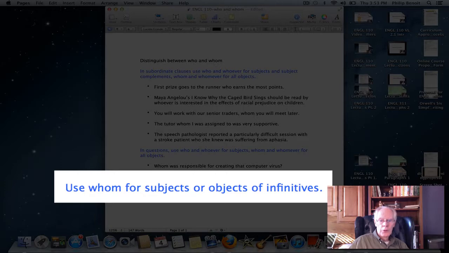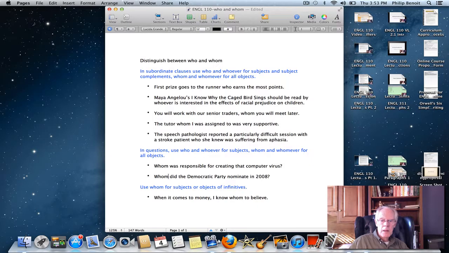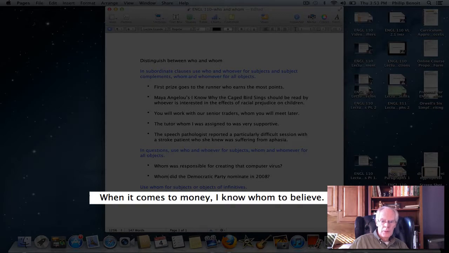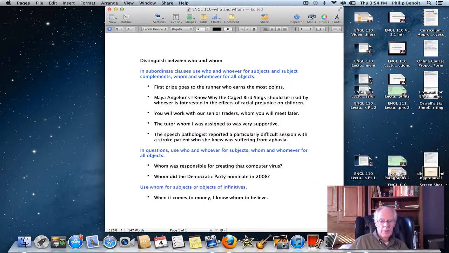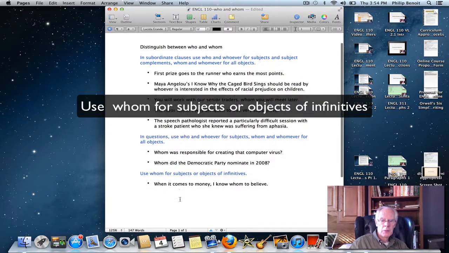Use whom for subjects or objects of infinitives. Infinitives, the to form. And when we have that, it has to be one or the other. Use whom for subjects, objects of infinitives. When it comes to money, I know whom to believe. Okay, just the object of the infinitive to believe. Okay, and subjects are the same kind of thing when we're working with an infinitive. Just a rule that you have to remember.